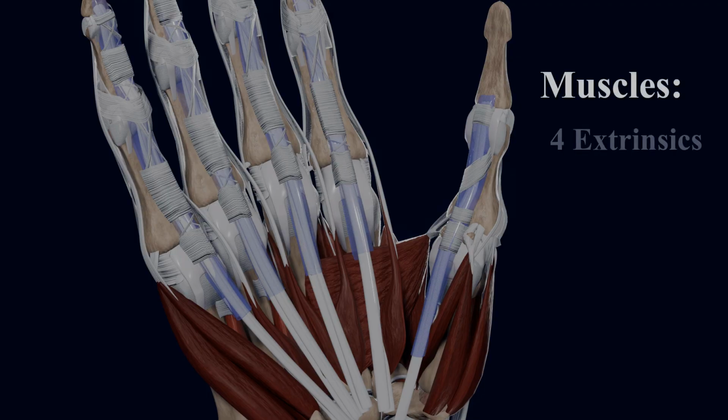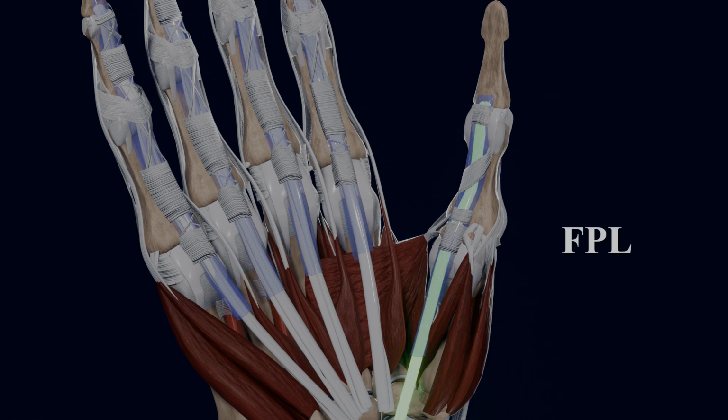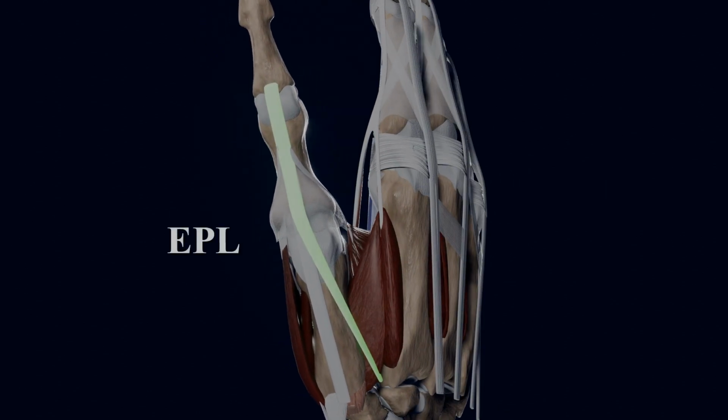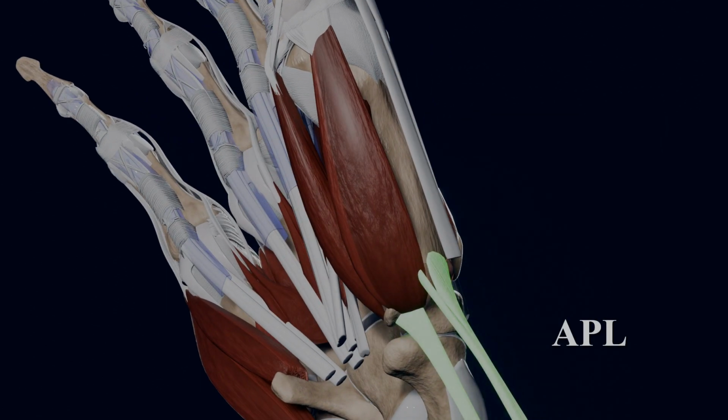The thumb has 4 extrinsic and 6 intrinsic muscles. The flexor pollicis longus is primarily an IP joint flexor. The extensor pollicis longus is an IP extensor and metacarpal adductor, inserting on the dorsal distal phalanx. The extensor pollicis brevis extends the MP joint and abducts the metacarpal, with insertions into the dorsal proximal phalangeal base. The abductor pollicis longus has insertions into the metacarpal base, trapezium, and the abductor pollicis brevis.